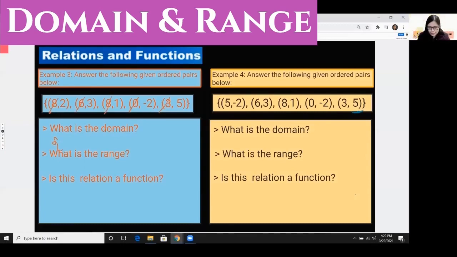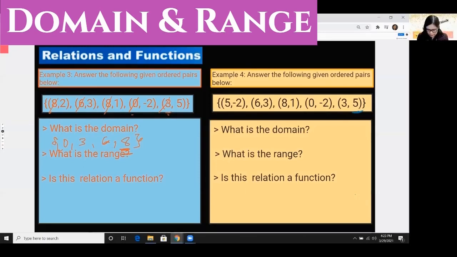The first thing is we need to write the least or the lowest number. We have 0, followed by positive 3, I think, followed by 6, and then 8, right? So we have 0, 3, 6, and 8. I will highlight 8 since we use it twice. Okay, we have 8 and 8 in here. Take note of that. We use the 8 in the domain twice.